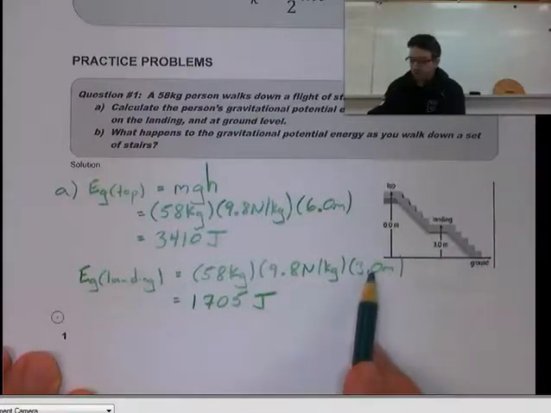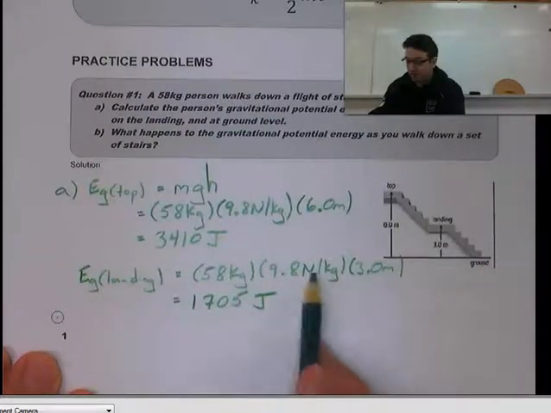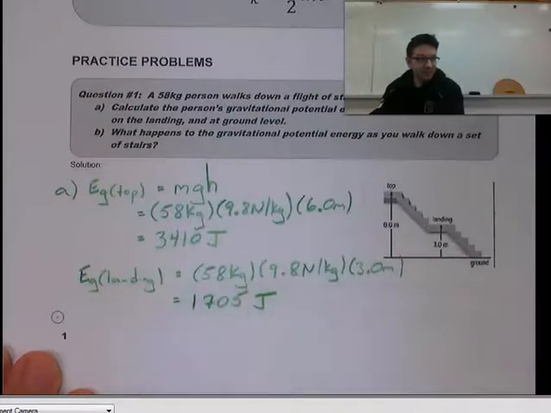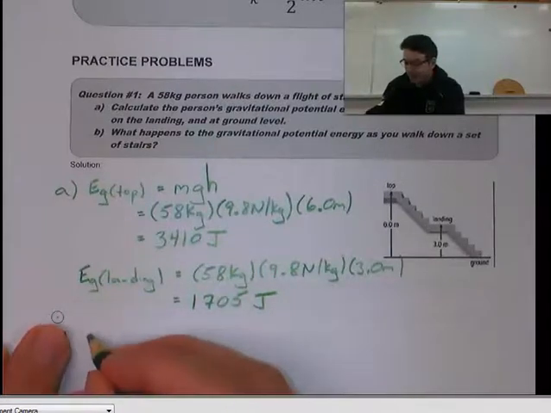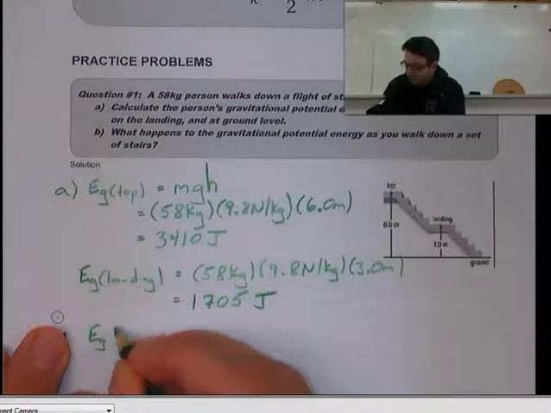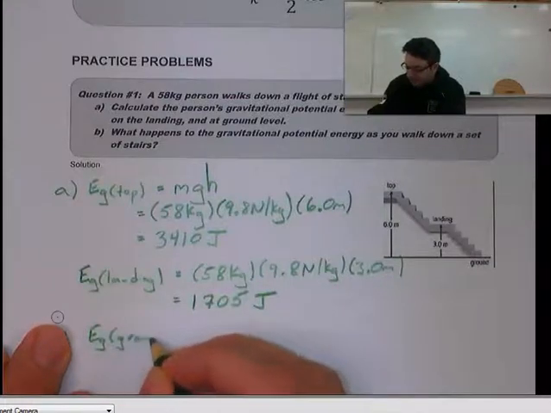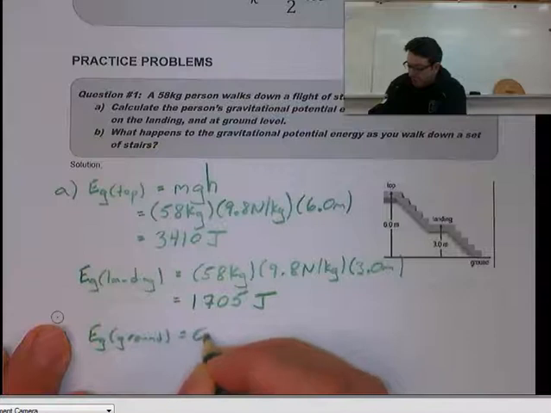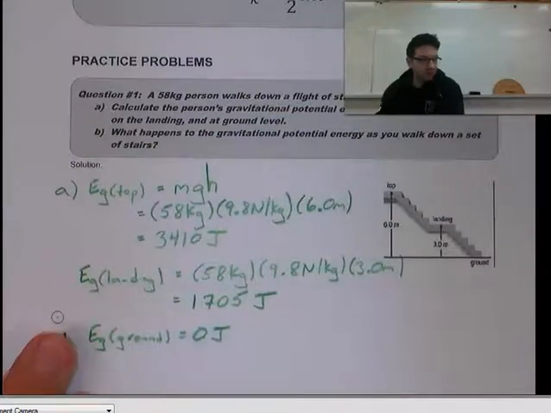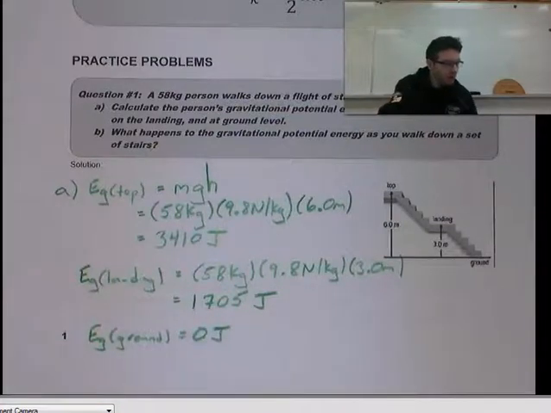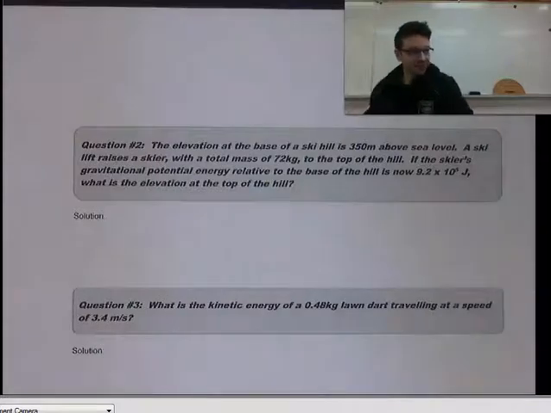And if we go all the way to the ground, it is at a height of 0. So if you put in a 0 for h, 0 multiplied by whatever mg is, it's going to be 0. 0 multiplied by anything is 0. So the gravitational potential energy at the ground then will be 0 joules. Just pause there.